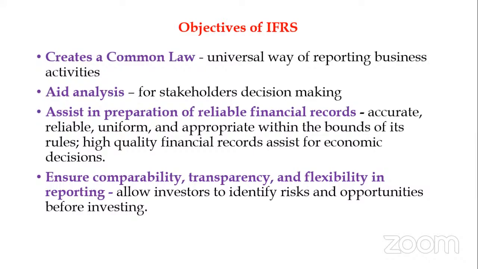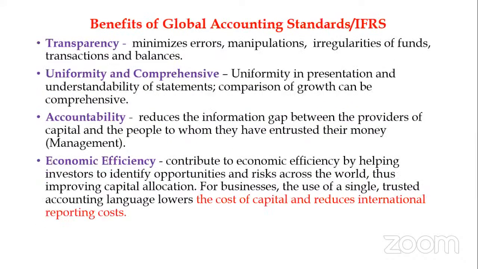Even flexibility is also there in terms of reporting, which helps all the investors to identify the possible risks and identify the opportunities for better investing. So these are some of the objectives of this standard. What are the benefits we get? So one is transparency, another one is uniformity, accountability, economic efficiency.